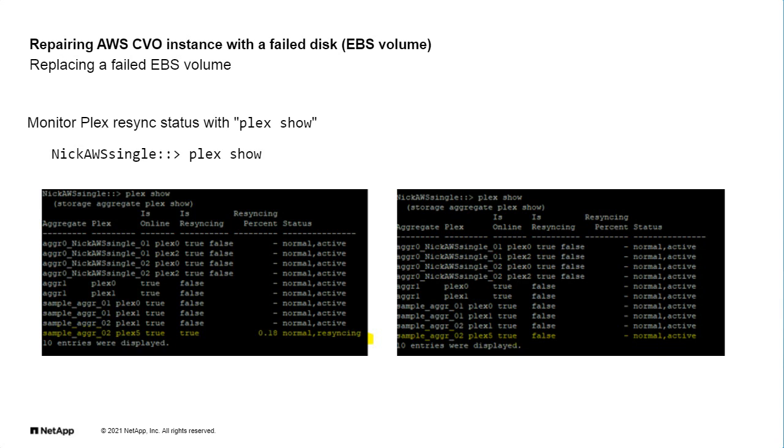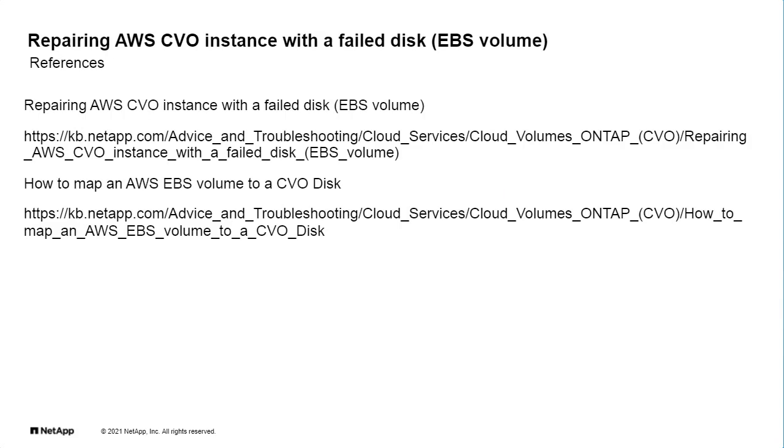So again, I provided a few KBs that could be handy if this happens. Again, this is not something that is hard to do. It's pretty straightforward. I know it can be at times a little bit intimidating, especially when it comes to mapping your CVO disk to your EBS volume. So if you have a failed disk and you have any questions and you're not feeling 100% doing it yourself, please do not hesitate to reach out to us. We will gladly show you a few tips and tricks as well and how to easily replace your disk.